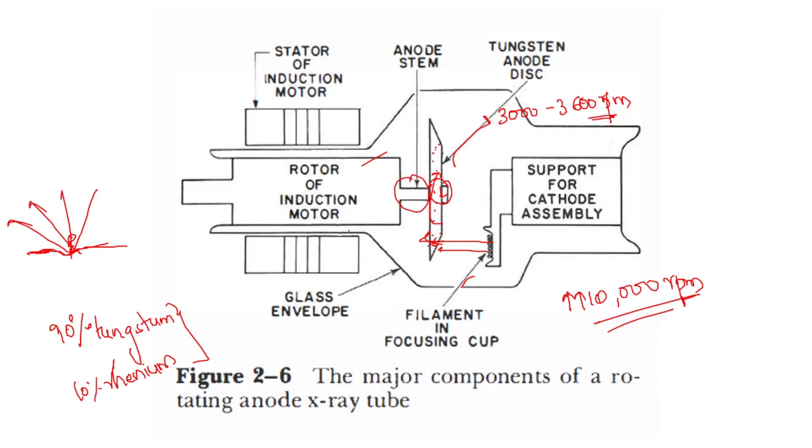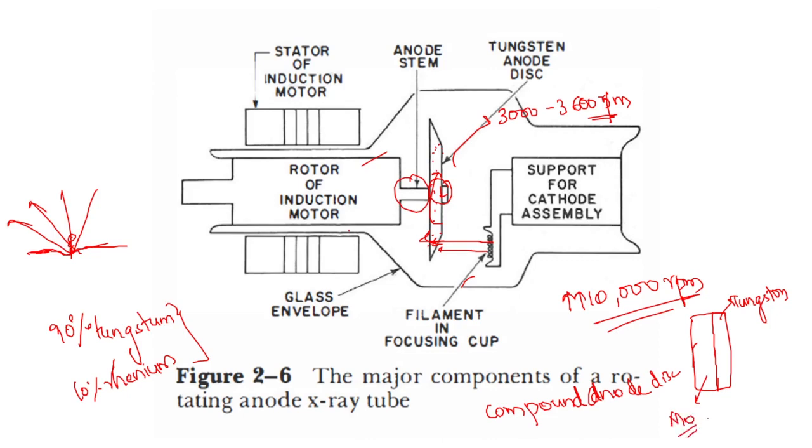Right. Nowadays, one more thing that has been developed is the compound anode disk. In a compound anode disk, we have made an anode disk with a thin plating of tungsten along with molybdenum. So this is a compound anode disk.